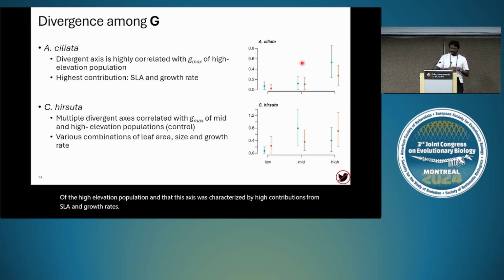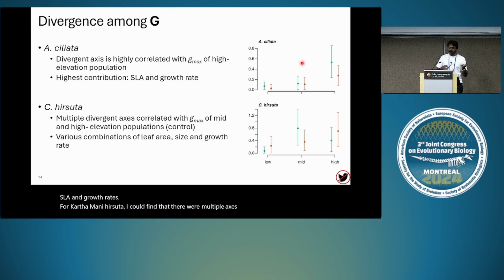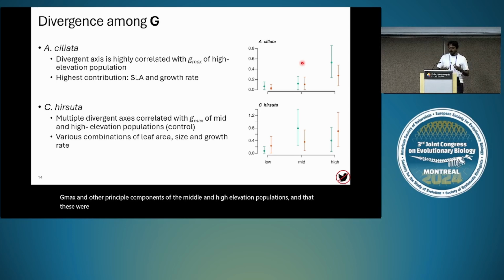For Cardamene hirsuta, I could find that there were multiple axes that were correlated with Gmax and other principal components of the middle and high elevation populations, and that these were all together characterized by high contributions from leaf area, size, or growth, or some of these.